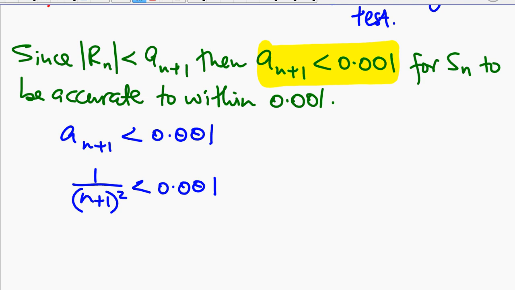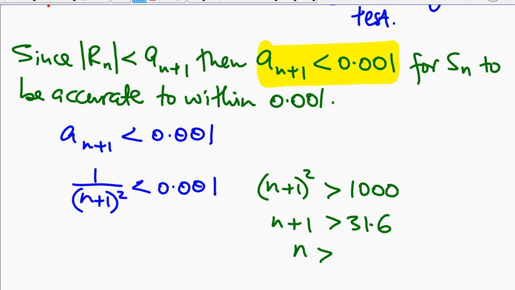Now, if you take the reciprocal of this, then I'll end up with n plus 1 squared, and if you take a reciprocal, the inequality changes, which means that will be greater than the reciprocal of 0.001, which is 1,000. And then you can get the square root, so n plus 1 will be greater than the square root of 1,000, which is 31.6, which means n will be greater than 30.6, and hence n will be equal to 31. Okay, so that's how you apply the alternating series estimation theorem to solve a problem like that one.